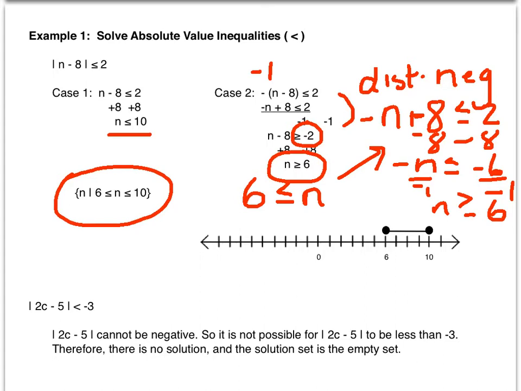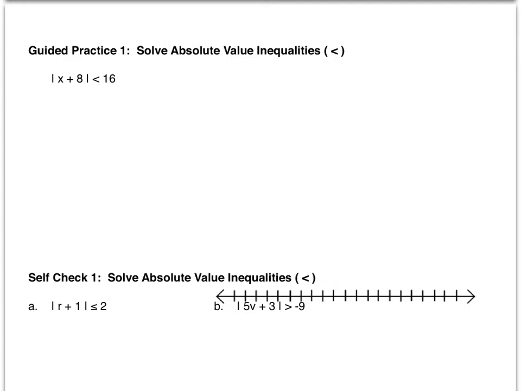Therefore, there is no solution, and the solution then is actually the empty set. Let's look at an example together. In guided practice 1, we have the absolute value of x plus 8 is less than 16. We need to solve our two different cases.